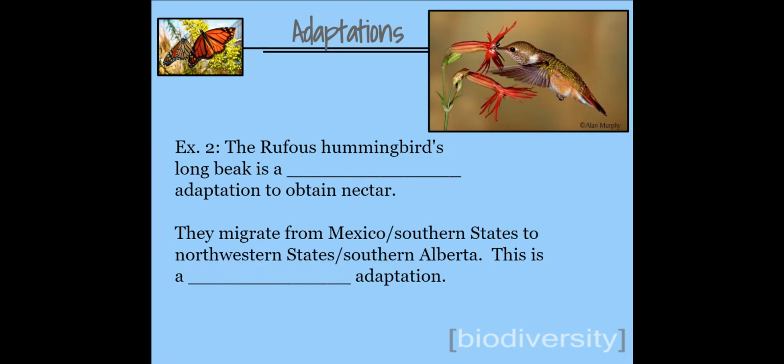This hummingbird's long, long beak is what we would call a structural adaptation. Its migration back and forth between southern Mexico, the States, and Alberta is what we would call a behavioral adaptation.